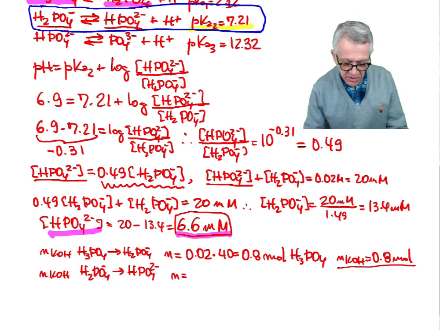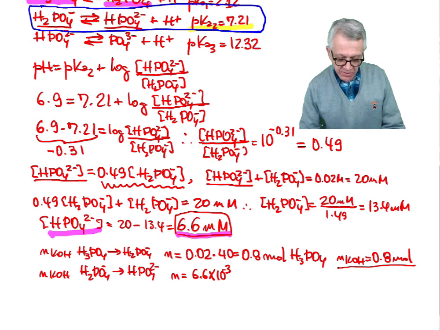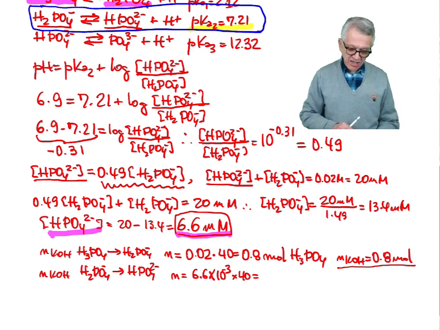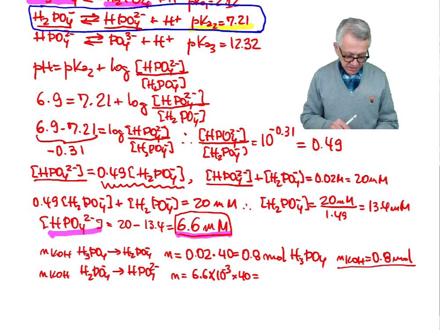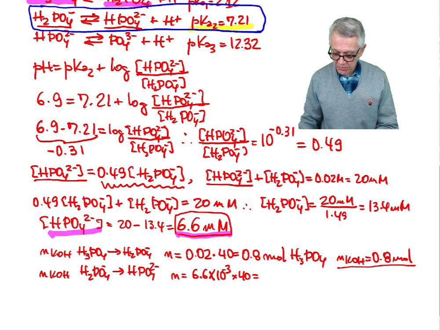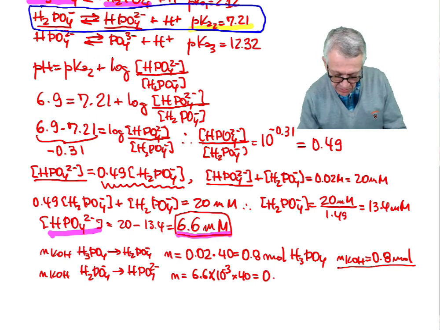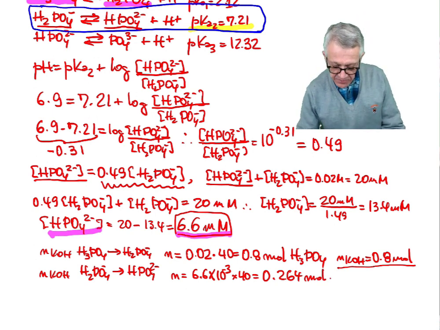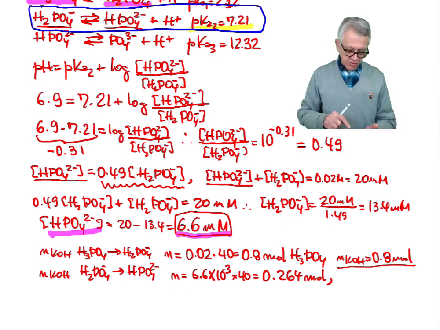So let's calculate the number of moles in here. The number of moles is going to be the same thing: the molarity, which is 6.6 but in millimolar, so I'm going to put 10 to the minus 3, times the volume, and the volume is the same. The volume is 40 liters, okay? So this is going to give us 6.6 times 10 to the minus 3, times 40. There's going to be 0.264 mole.